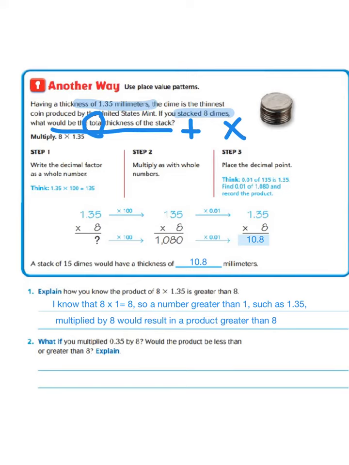Now let's take a look at our next question. What if you multiplied 35/100 by 8? Would the product be less than or greater than 8? And we're going to explain. I know that 8 times 1 equals 8. I also know that a number less than 1, such as 35/100, multiplied by 8, would result in a product less than 8.